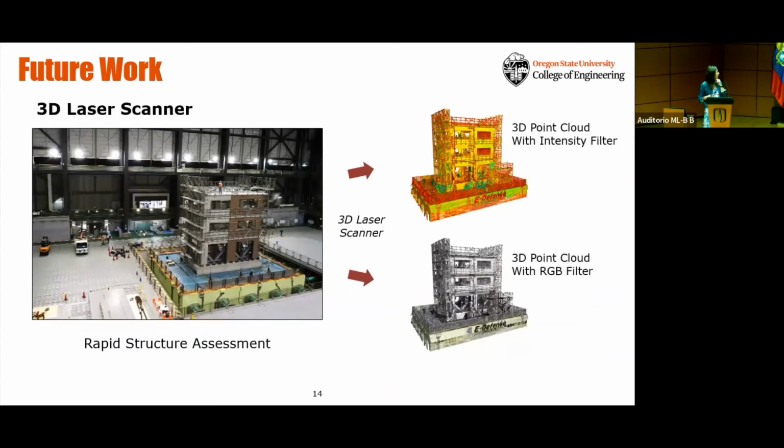We also have this structure in Japan called the E-Defense Center. This is a 3-story building. It's like a shake table. They do the tests, and then the structural engineers later manually measure all the cracks in the building, and then they use it for structural analysis.